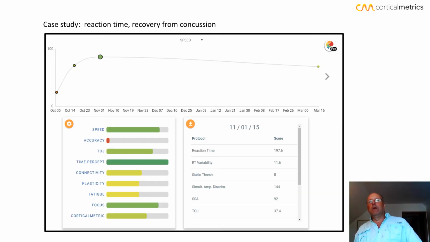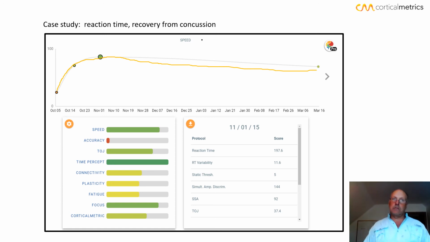So I just want to give a quick case study, reaction time. And this is recovery from concussion. In this case, we're just looking at speed right here. This value right here is just the history of the reaction time. And again, higher numbers are better. So in this case, when the person was concussed, values are low, then they got better over time.